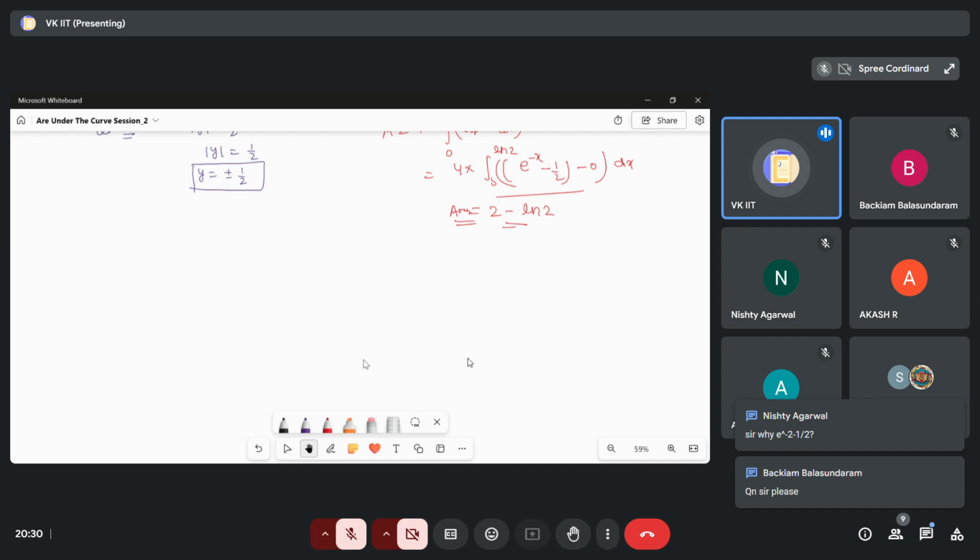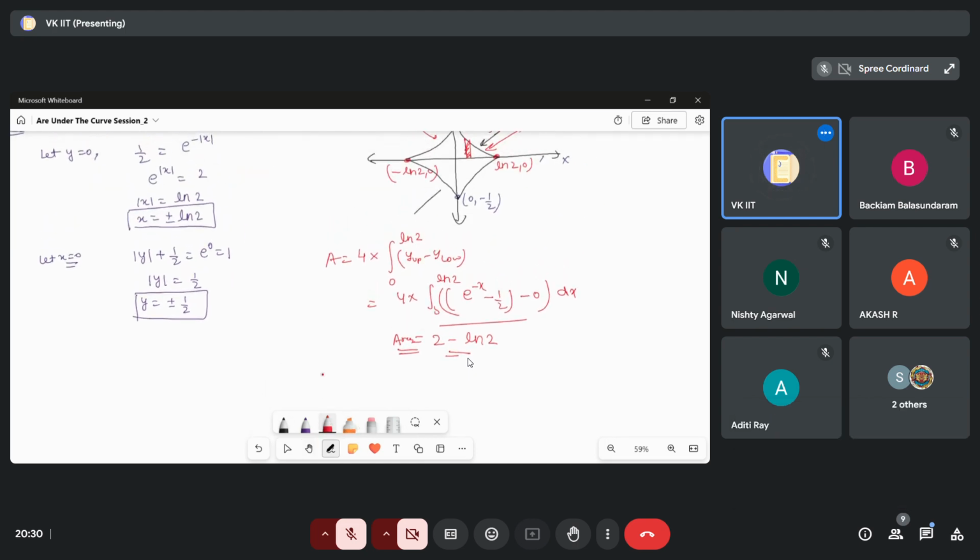Why e to the power minus x minus 1 by 2? Because we are finding the y value. The curve is given as y plus 1 by 2 is equal to e to the power minus x, right? So y will be actually what? e to the power minus x minus 1 by 2, no? If you take both positive. Clear?